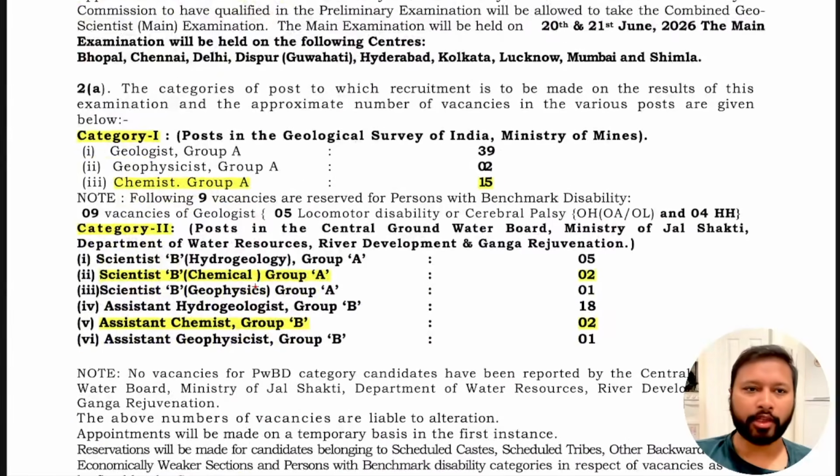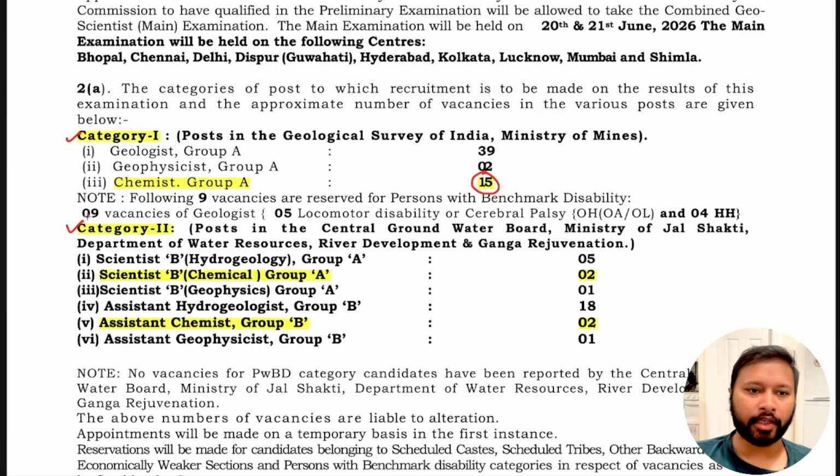Now let's talk about the category and the vacancies. This is again something new which you will see. There are two categories, category 1 and category 2. Category 1 is for group A positions, which is scientist, and there is the chemist group A position. This time you have a lot of vacancies, 15 vacancies. Earlier we used to have just 4 or 5 vacancies, not more than that, but this time we have a good number. So 15 vacancies are there.